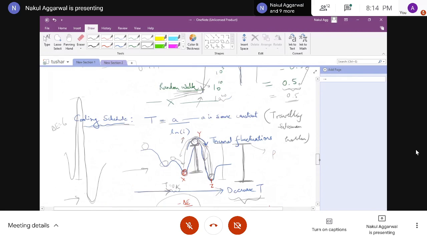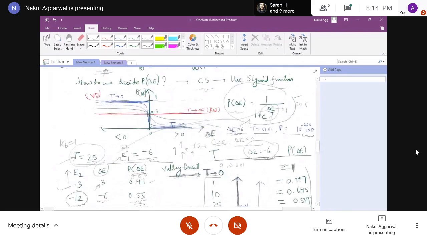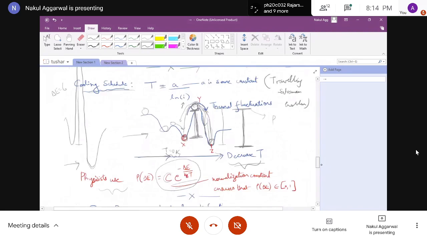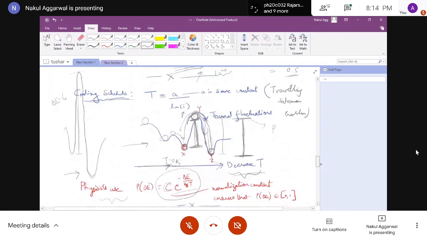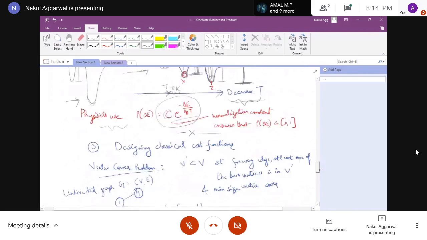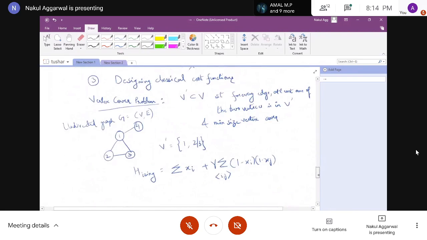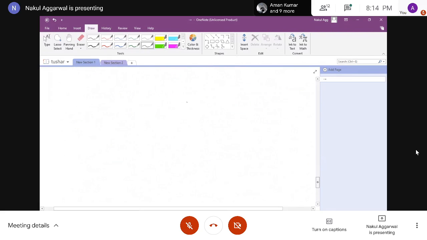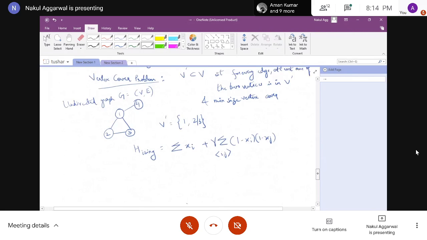And if you tabulate these values for using these, you will get similar results and similar behaviors. So this ends up our discussion on simulated annealing. Now I quickly want to discuss with you how we designed cost functions for the D-wave quantum computer, and then I would like to switch to quantum annealing.